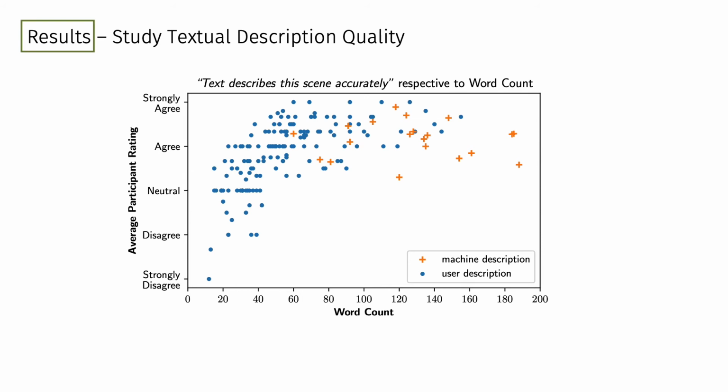And if we filter out all those short, low effort user descriptions and the long machine descriptions, so we get on average the same description length, it turns out that on average the user descriptions perform better, which is to be expected. But actually, if you look at this area in the middle, the difference is not as stark as you would expect, and the machine descriptions are only slightly worse than user descriptions.